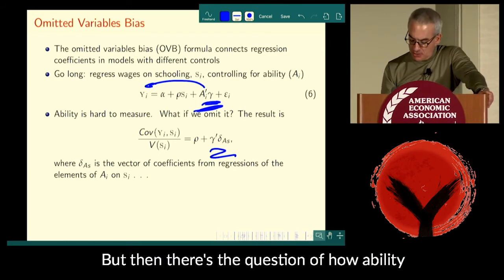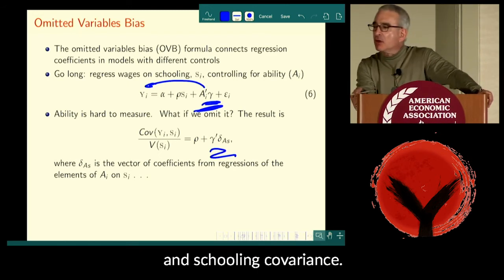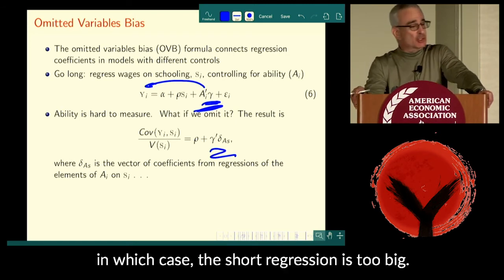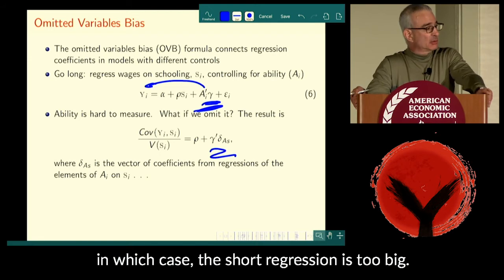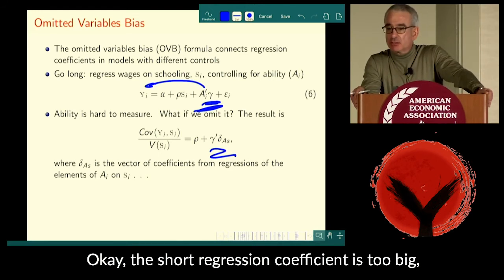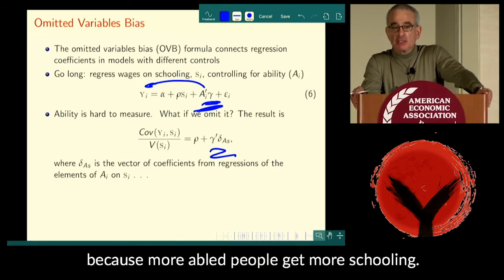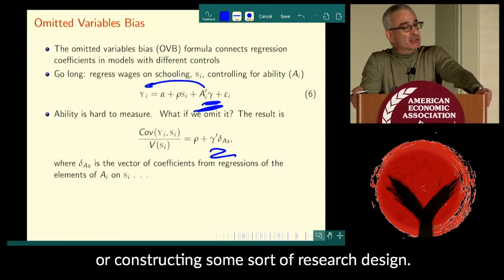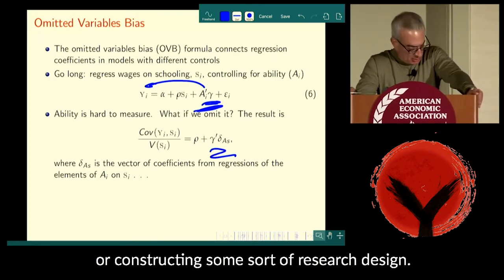But then there's the question of how ability and schooling covary. That might be positive as well, in which case the short regression is too big. And that's what a lot of educated people would say. The short regression coefficient is too big because more able people get more schooling, and I should fix that by measuring ability or constructing some sort of research design.